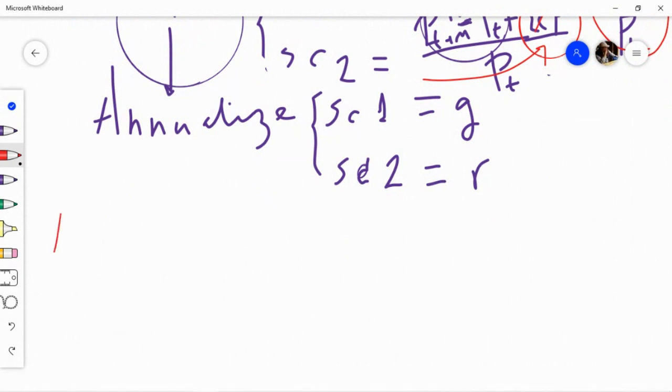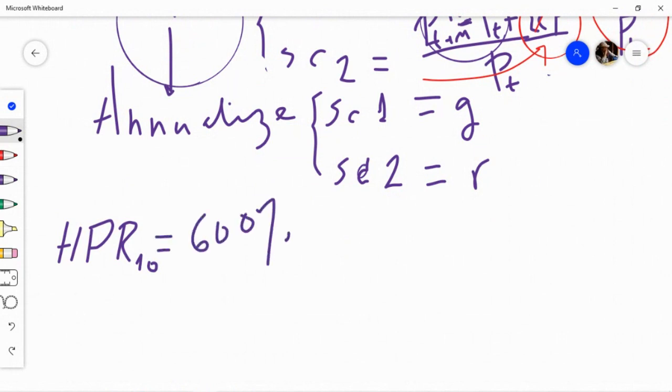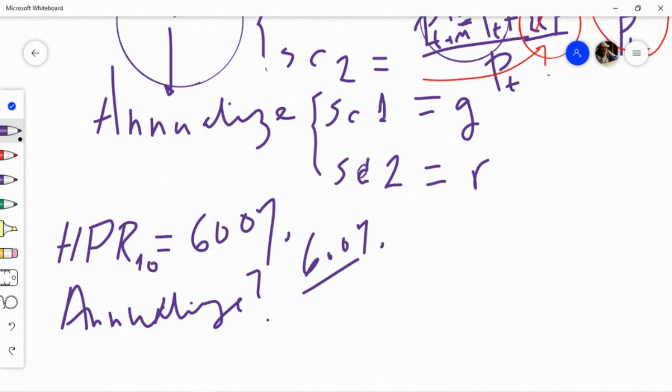How do you annualize a holding period return for 10 years? Let's say it is 600%. How do you annualize this? Do you divide it by 10? Is that how you annualize? No, I told you that's absolutely not, because there is no way. You think then it will be like 60% per year, but no, you can't do that.